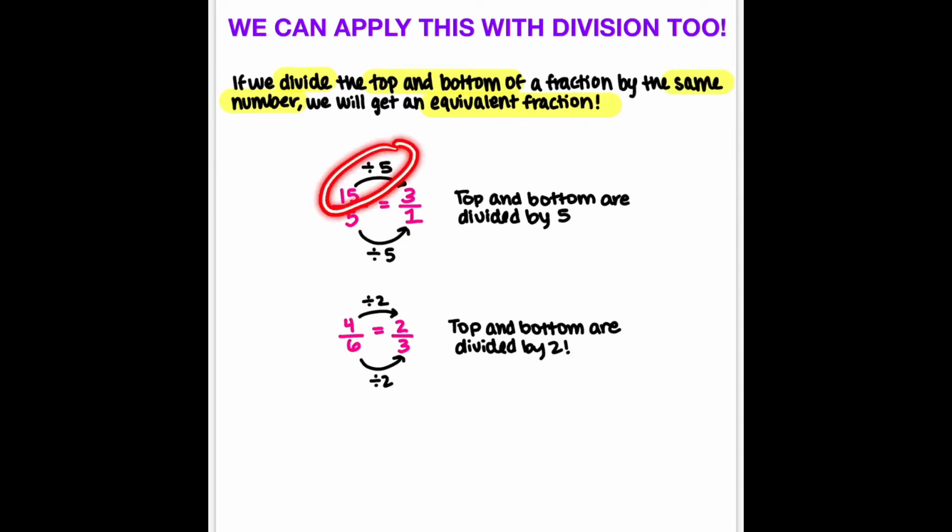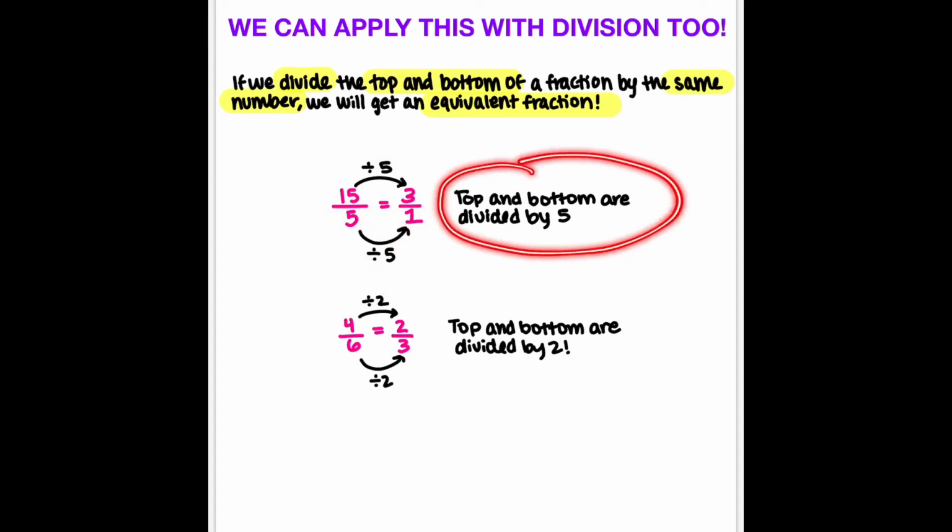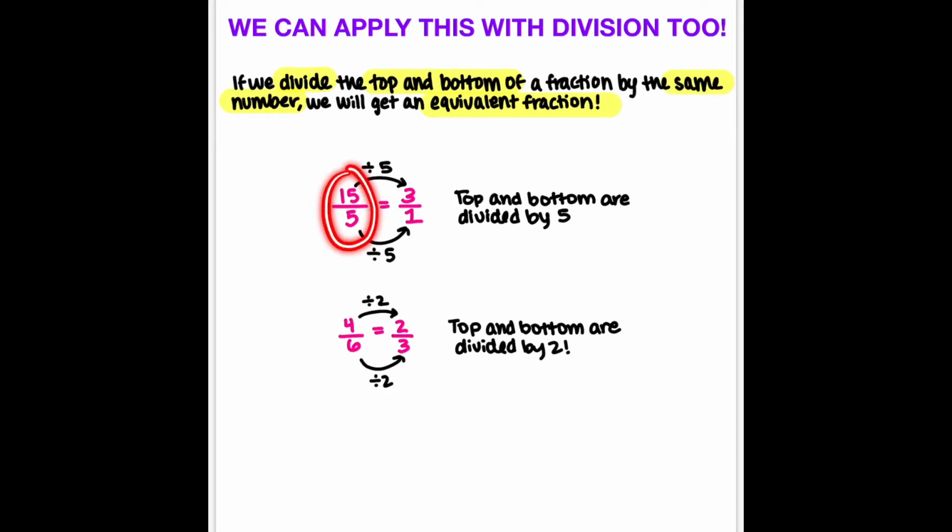Why? Well, 15 divided by 5 is equal to 3. We know that. And 5 divided by 5 is equal to 1. Since we divided top and bottom by 5, and we know that 5 divided by 5 is equal to 1, 15 divided by 5 is equal to 3 divided by 1.